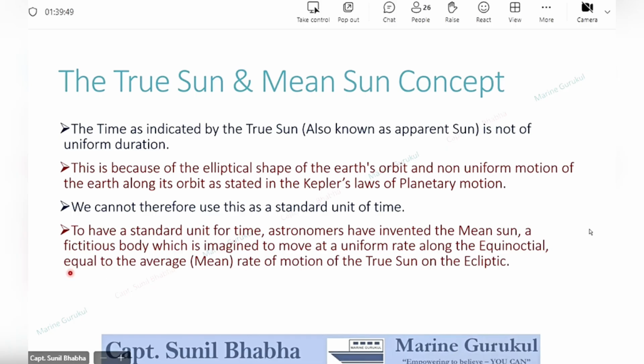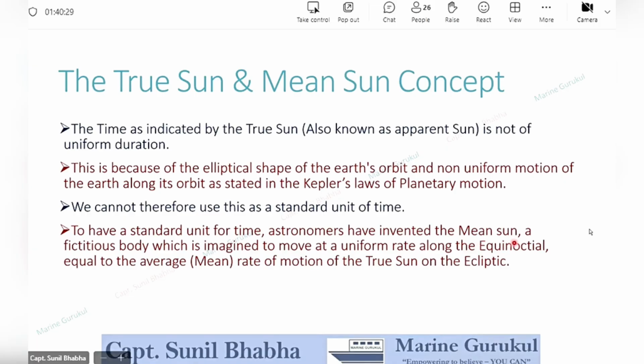This uniform speed is equal to the average or the mean rate of motion of the true sun on the ecliptic. So what we did was we invented a fictitious body known as the mean sun, and we calculated the mean speed of the sun throughout the year. For one complete orbit, we calculated the mean speed with which the sun moves, and the mean sun was assumed to move at that particular speed only. Second, the mean sun was assumed to move along the equinoctial and not along the ecliptic.